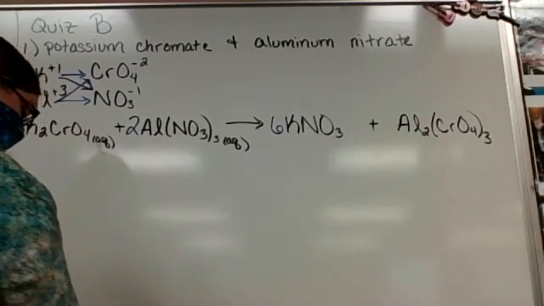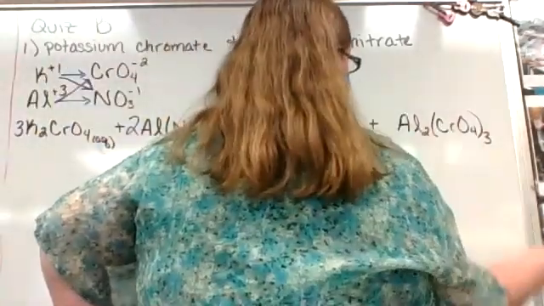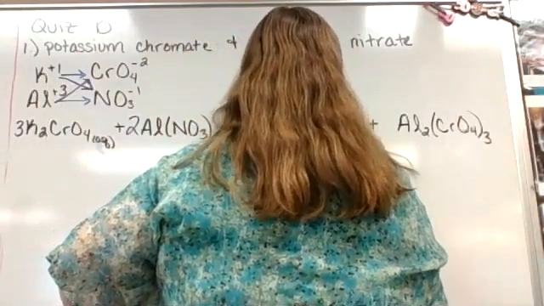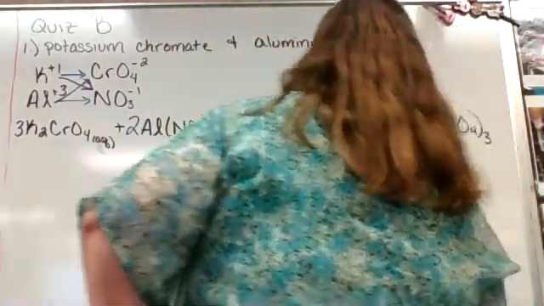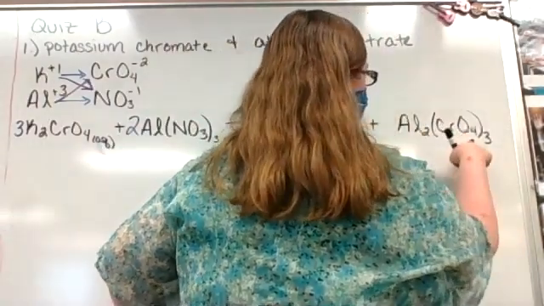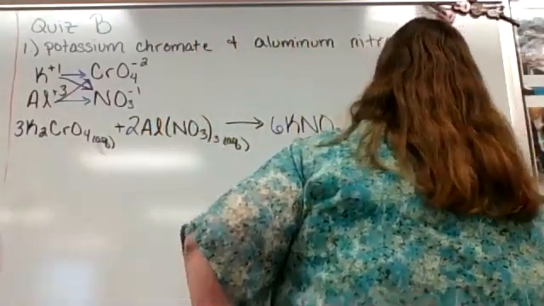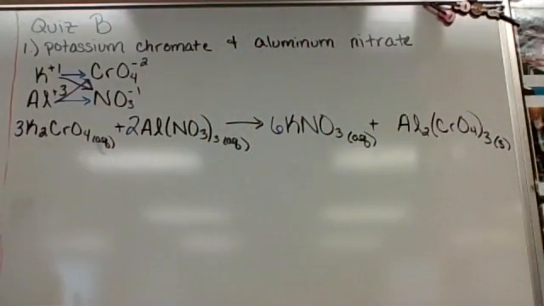And phases. Very good. KNO3, NO3 is always soluble, and plus it's doubly always soluble because it has a group 1 cation on the periodic table. And then the Al2(CrO4)3. CrO4 is insoluble, Al is not an exception. So the product Al2(CrO4)3 is solid. And that's all to that one.